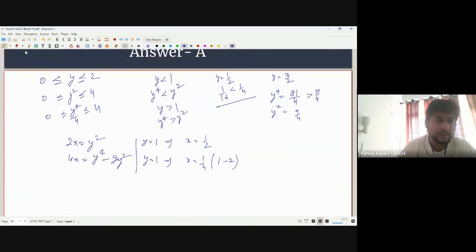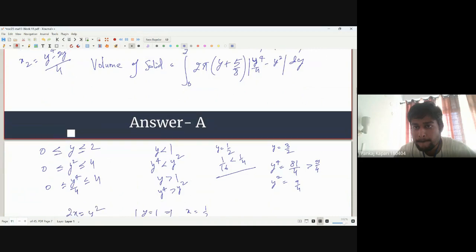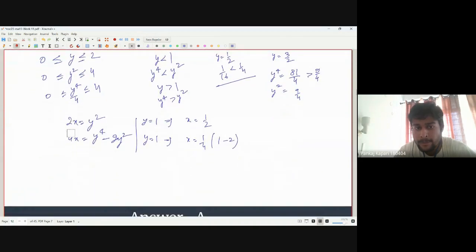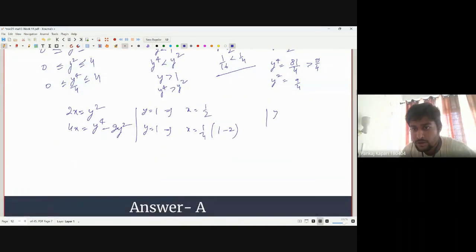Okay, now you can see which one is bigger. Now it's very clear. So we are taking modulus of y to power 4 by 4 minus y square, right? So this is actually y square minus y to power 4 by 4. So y to power 4 by 4 is actually less than y square.